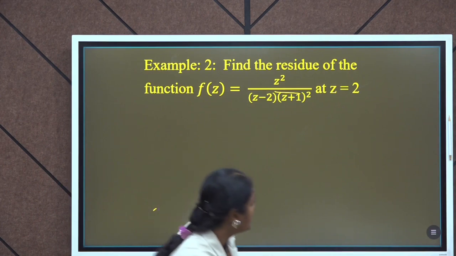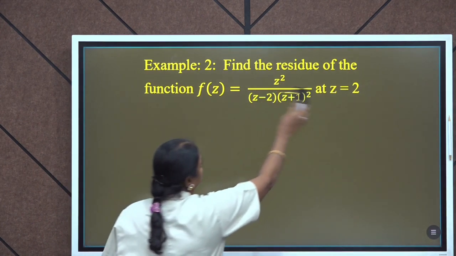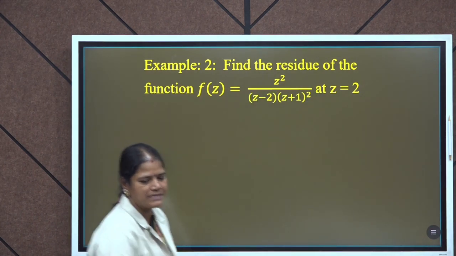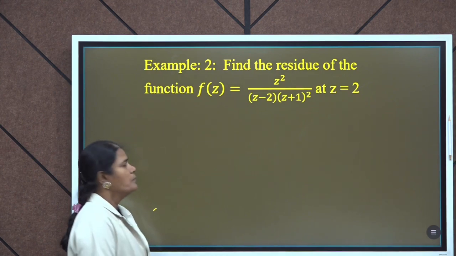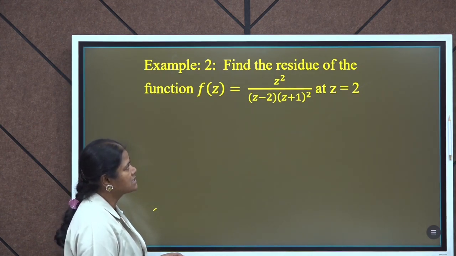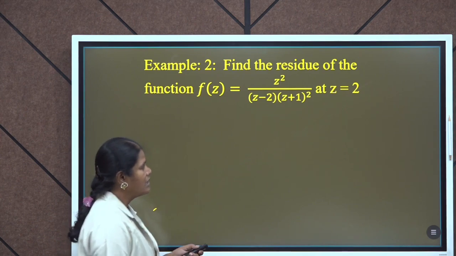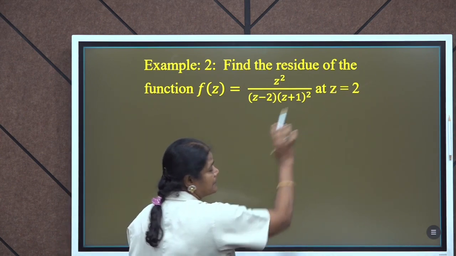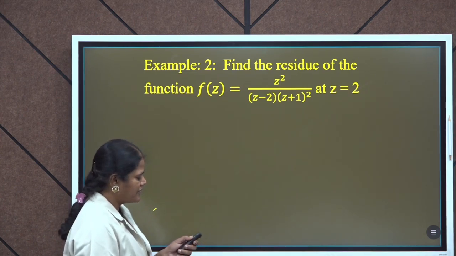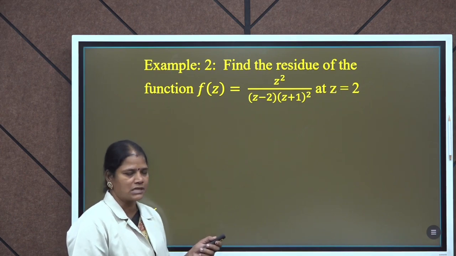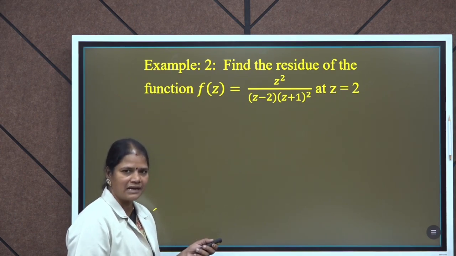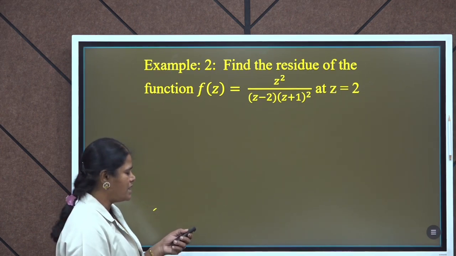The problem is they asked to find the residue of the given function f(z) = z² / ((z − 2)(z + 1)²) at z = 2. Here they asked to find the residue at a particular point, z = 2. First of all, we have to find the poles. How to find the poles? Poles are obtained by equating the denominator to 0.